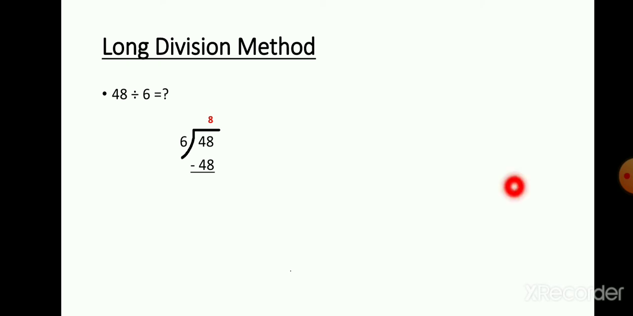So we'll subtract it. 48 minus 48 equals 0. So we'll write 0 in the last step. This is how we solved it. Here is no any number after 8. So that's it. This question is solved. So our answer here is 8. Understood? Now we solve one more question.